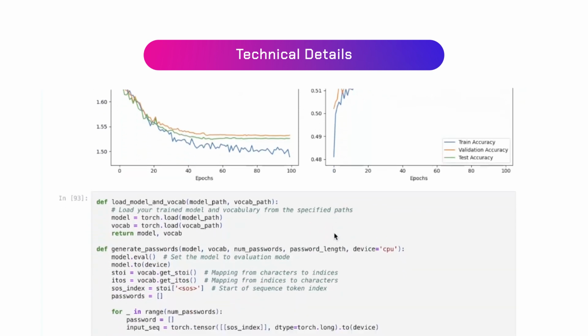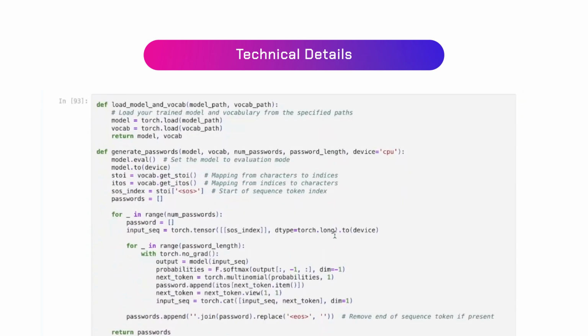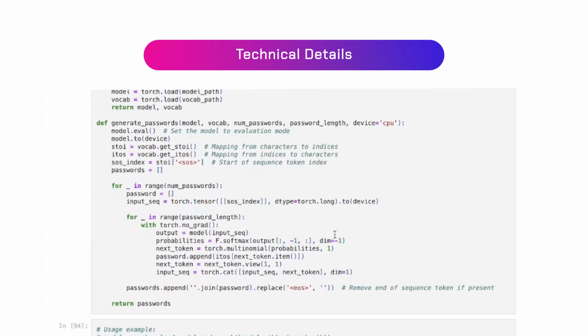In this part of the code, we have two functions. The first function loads a pre-trained model and a vocabulary from a specified path. This setup is crucial for ensuring that we can reuse trained models with their corresponding vocabularies without retraining. The second function generates passwords using the loaded model and vocabulary.